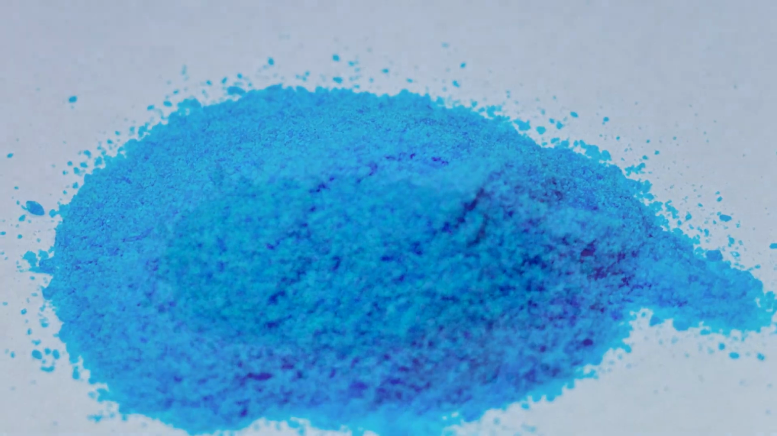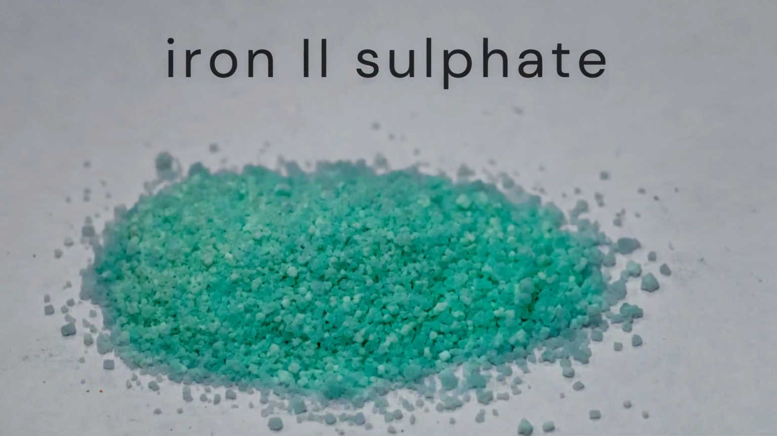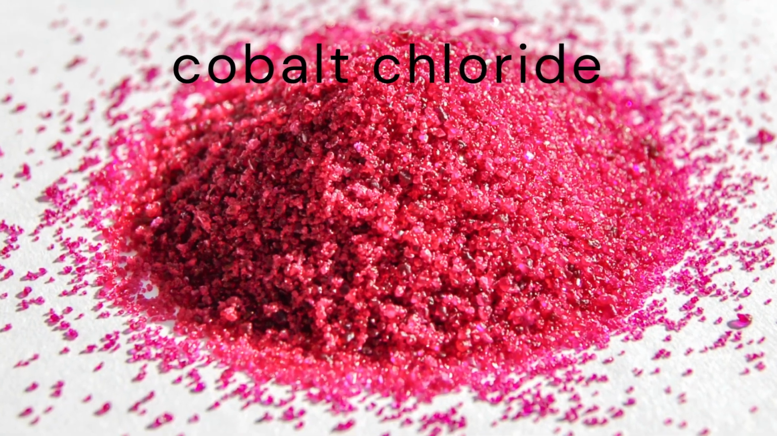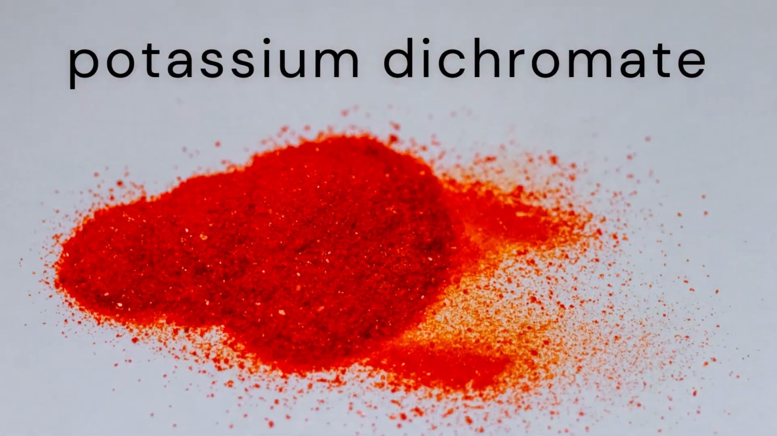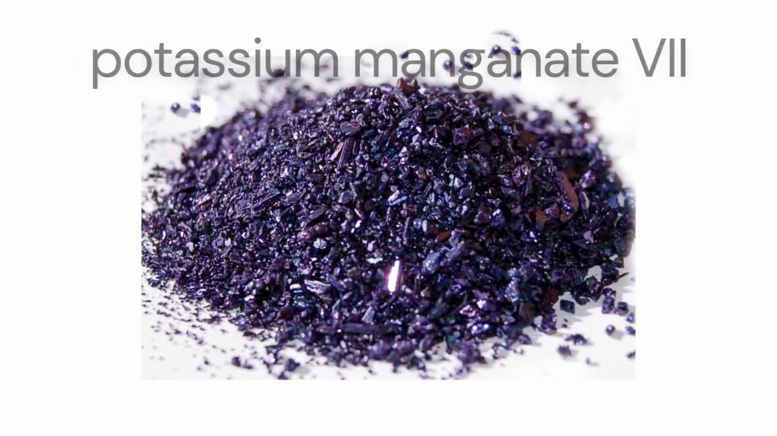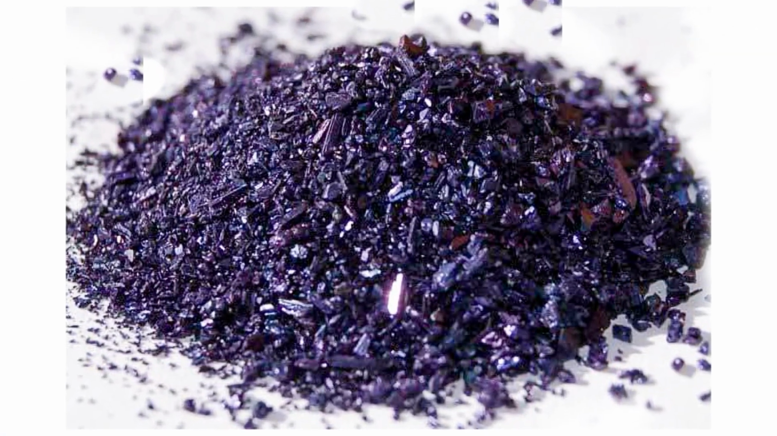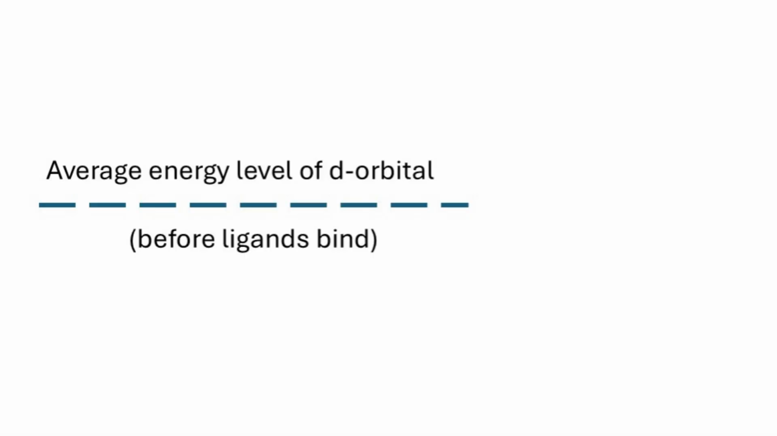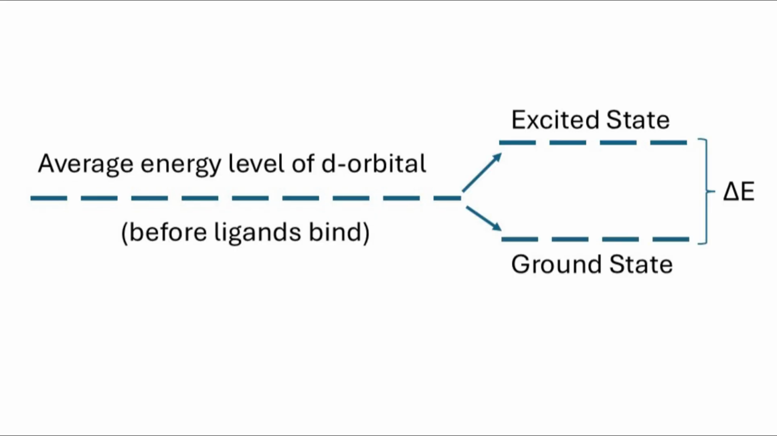Have you ever wondered why transition metal compounds are usually coloured? If so, or even if you haven't, it's all to do with the fact that they have partially filled d orbitals. In the metal atoms, all the d orbitals have the same energy. However, when ligands bind to the metals, the d orbitals are split into two different energy levels.